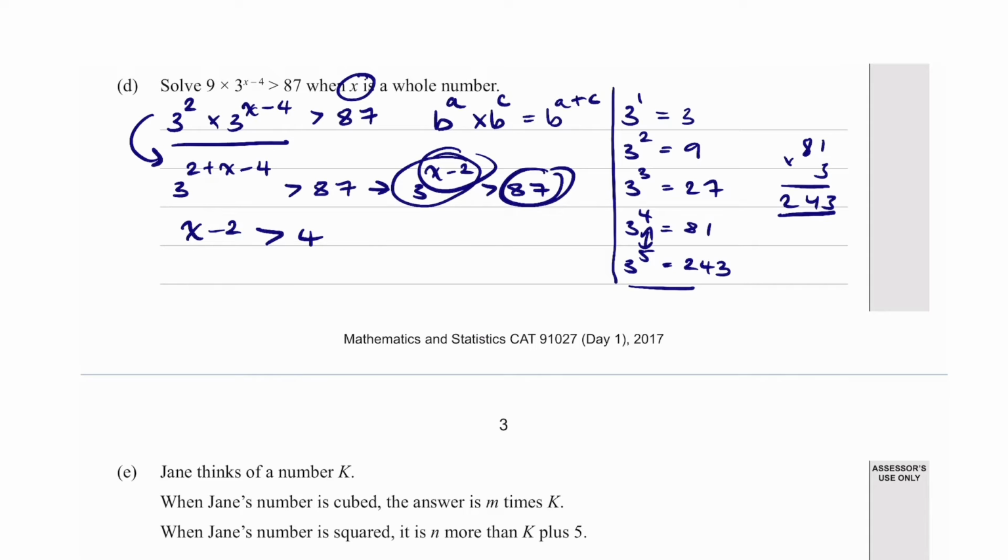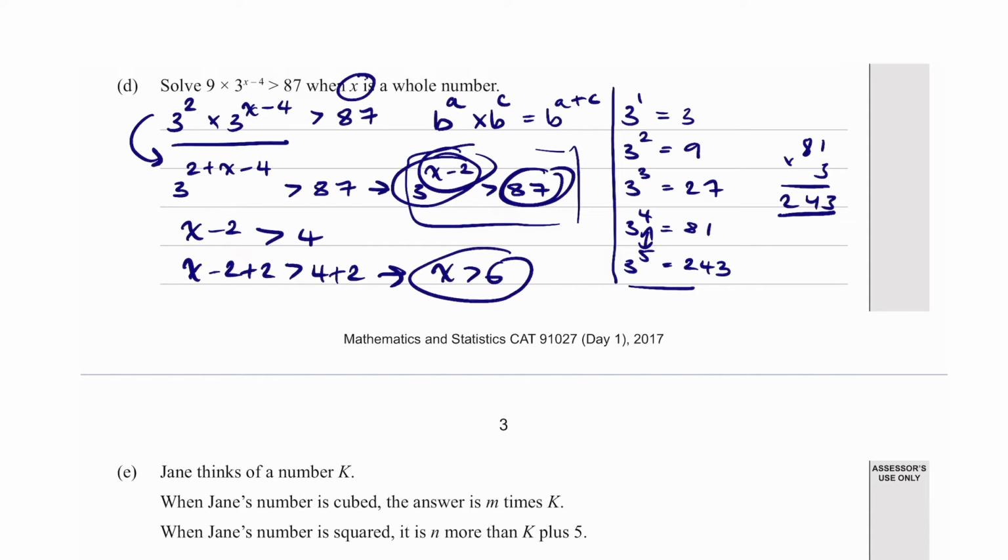Because if it wasn't, then we wouldn't satisfy this equation here, right? So if it was 3, we'd get 3 to the power of 3, which is 27, and that's not greater than 87, for example. So we know that x minus 2 must always be greater than 4. So now, rearranging this equation, bringing positive 2 to both sides, we get x minus 2 plus 2 is greater than 4 plus 2. So our final answer is x must therefore be greater than 6.